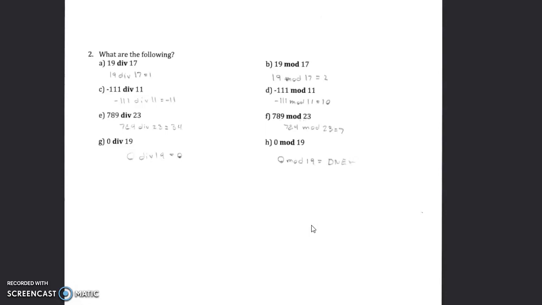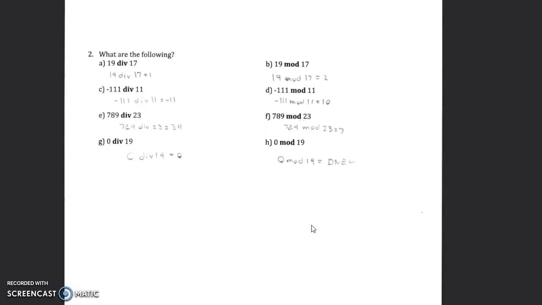789 div 23. You just divide 789 divided by 23, you get 34. And what you can do again, like I said for B, you can do either 789 mod 23, or you can do 789 minus parentheses 34 times 23, and then you can do the remainder of that, and you still get 7. So we don't have to worry about it.